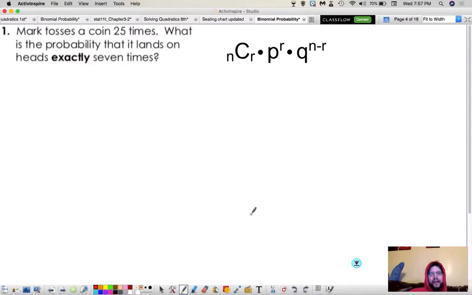So Mark tosses the coin 25 times. That's N. That's how many times we're doing the experiment. We want to know what the probability is that it lands exactly 7 times on heads. So R is 7. We're actually going to kind of interchange that. Sometimes we use X, sometimes we use R. P, probability of success. We're going to assume, if not otherwise stated, that it is a fair coin, so 1/2 is heads. Q is, well, 1 minus 1/2 is still a half.